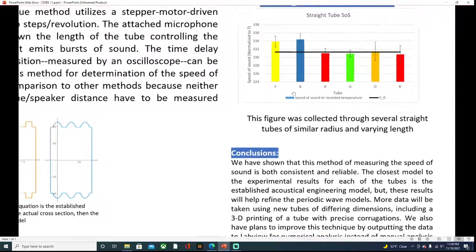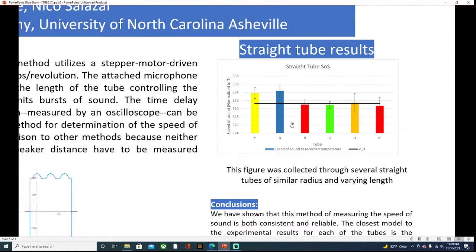We proved that when we did our straight tube results. We used several straight tubes of heavily varying lengths. And in each, this here is the graph. This is normalized to temperature. So even though each day had varied temperature, we did normalize through that. And we were able to find the data through each of the tubes to be within 1% of the actual speed of sound normalized to temperature, which is excellent. That means that this is an accurate, repeatable, and good method to determine the speed of sound.